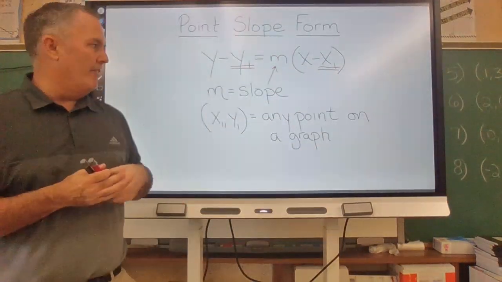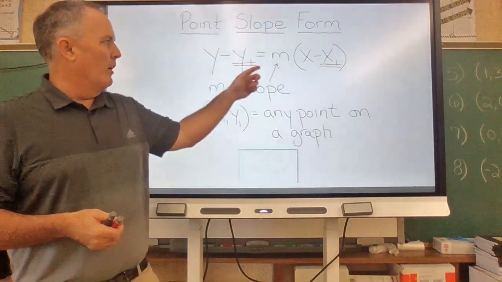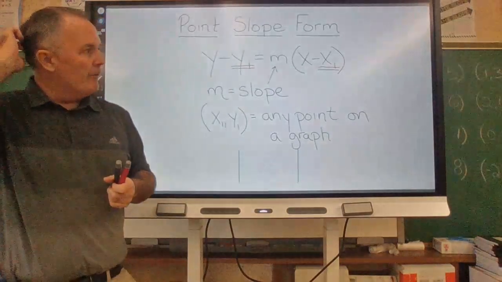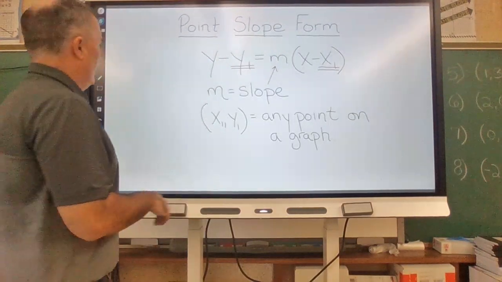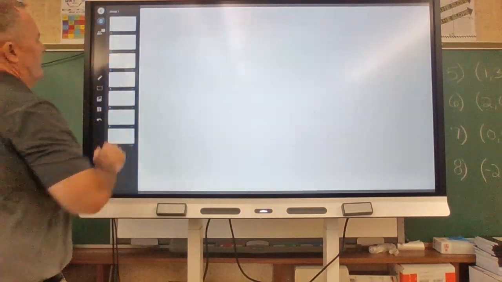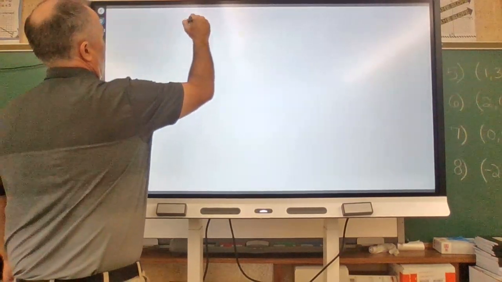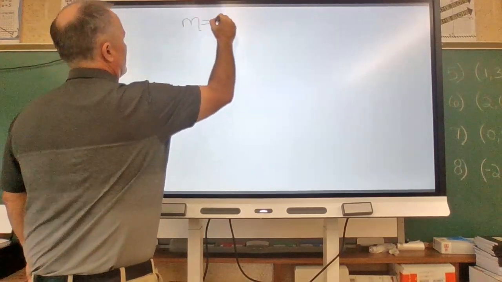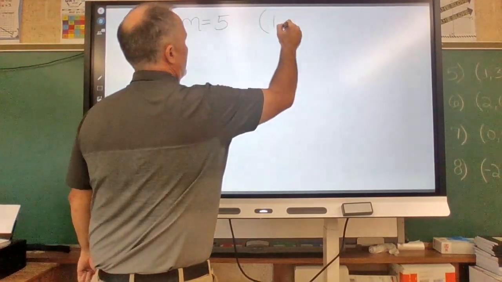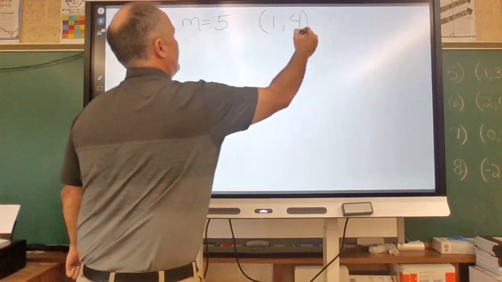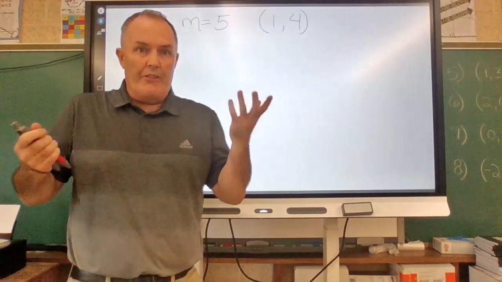So essentially, once we have this information, we're going to plug in our slope where the slope goes, and x1 and y1 at their proper locations. And then we're going to set it up and rearrange it and create a slope intercept form with it. So let's move on to an example. Actually, let's do the first example we're working on in class. M equals 5, which is our slope. And the point we're going to use is 1, 4. All right, so we have the slope of a line, and we have the point on that line.